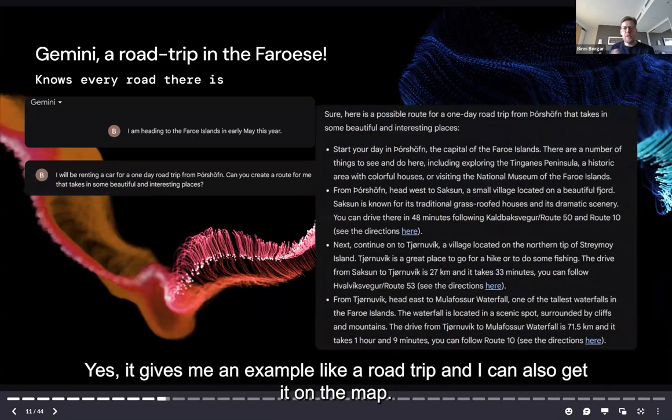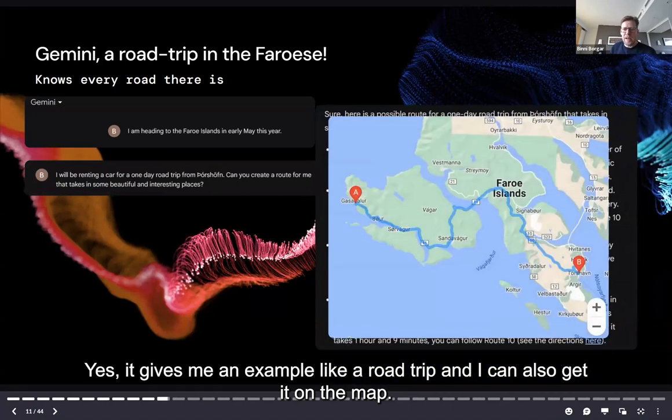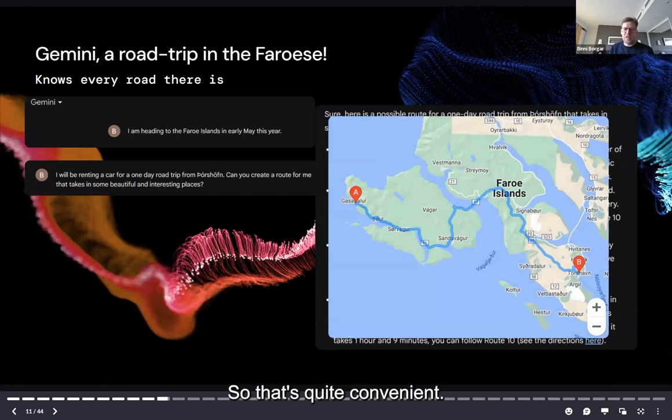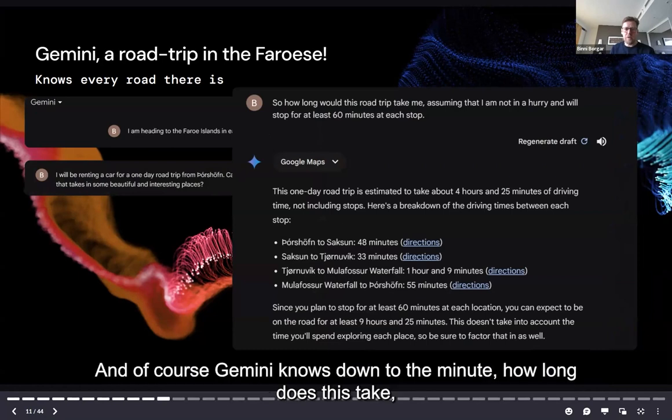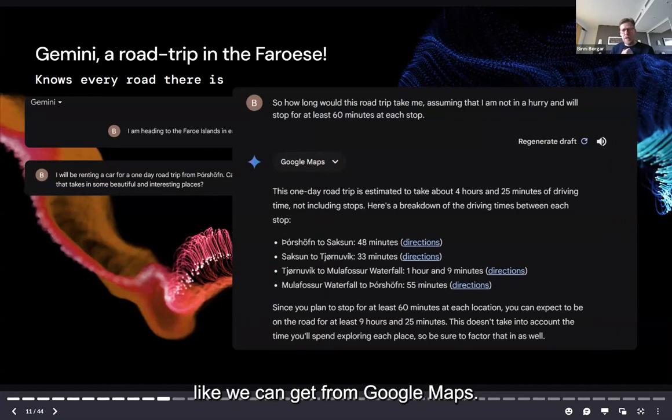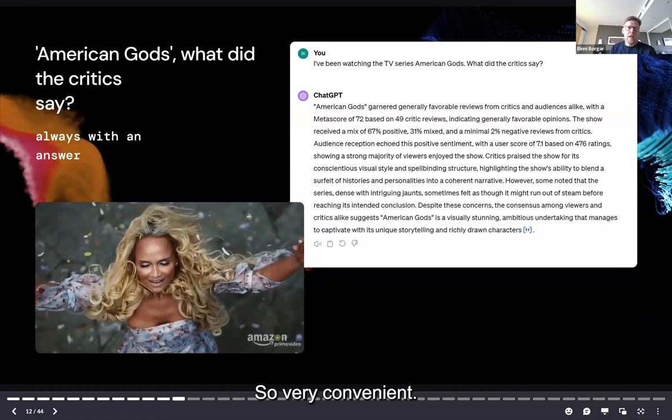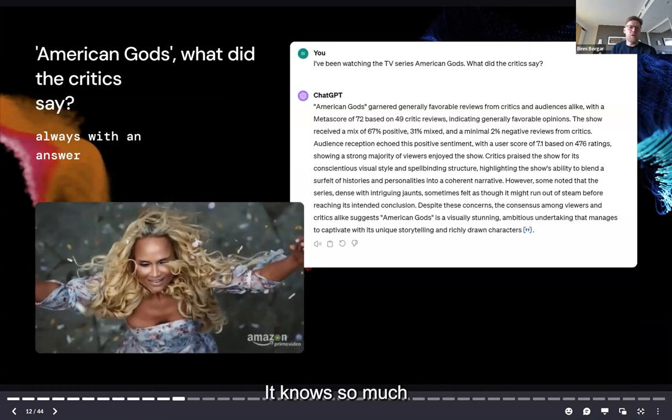Yes, it gives me an example road trip, and I can also get it on the map, so that's quite convenient. So right away, I have a one-day road trip, and I can ask further questions like how long does it take? And of course, Gemini knows down to the minute how long this will take, like we can get from Google Maps. So very convenient.